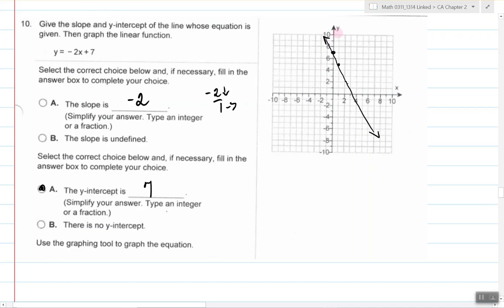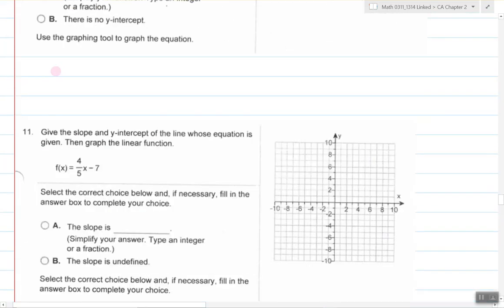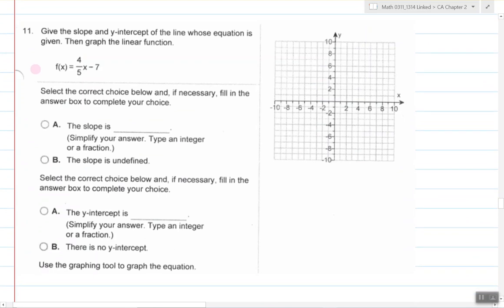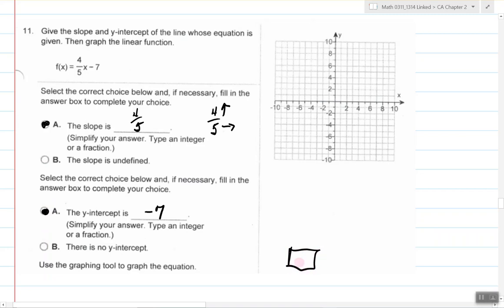And I'm not going to try to switch back to my math lab because that was kind of chaotic. Let's go to 11. This one says the slope is, and you will type in 4/5, and then you'll notice for yourself that that's positive, so that's rise 4, that's positive, so that's right 5. The y-intercept is -7. To graph it, choose the line tool that looks like that.